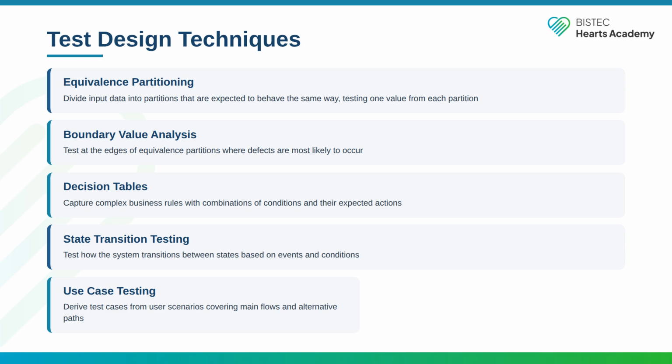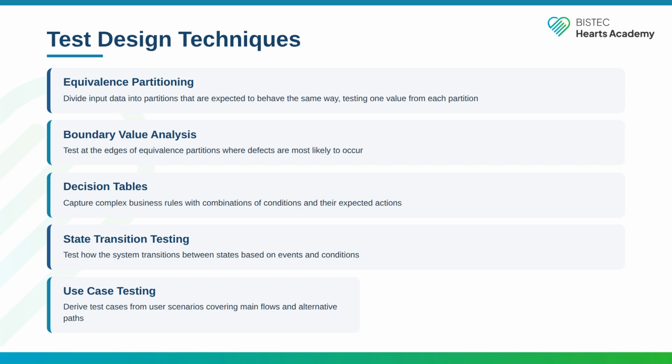Members get 10% off. Orders over $100 get free shipping, and these can combine. A decision table lays out every combination of conditions and the expected action for each. It is systematic. No missed combinations.